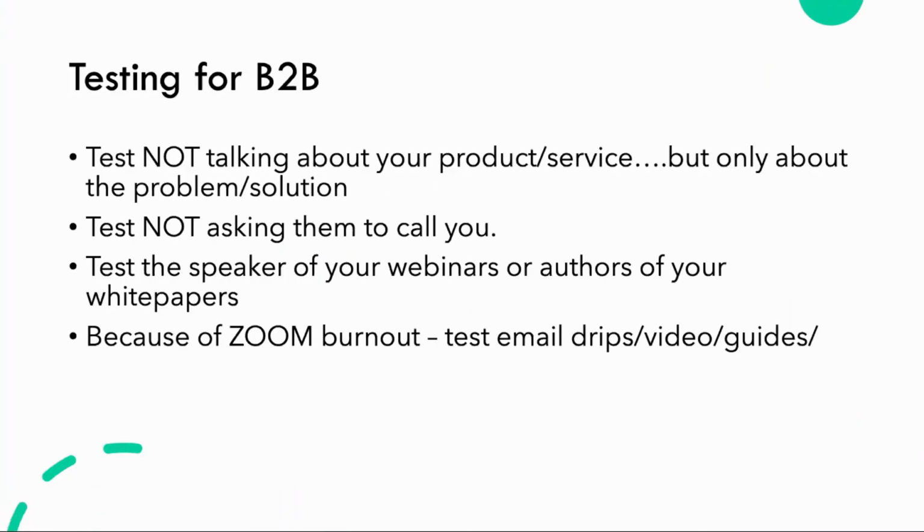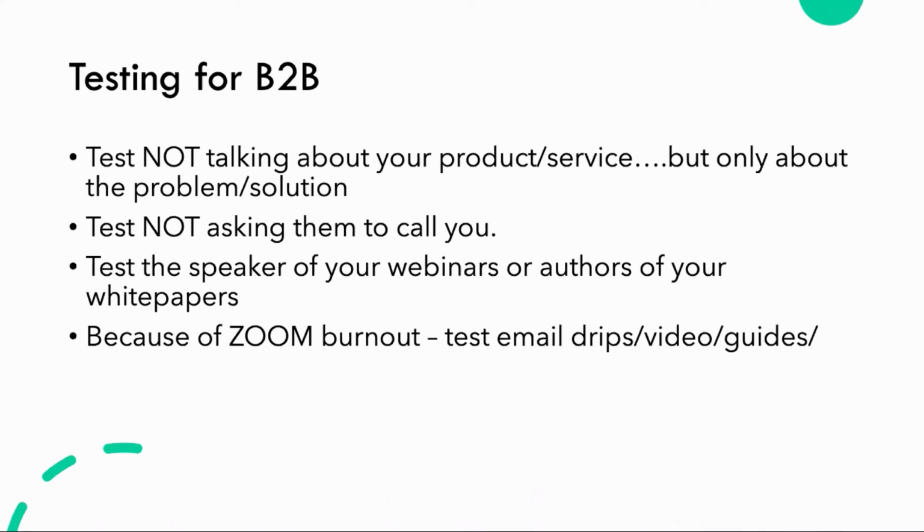There's a lot of things that you can do to test in business to business on your landing page. The most common and most important things to test are to test your benefits and your offer, as well as your call to action. But there are also a lot of other things that you can test. If you're doing a lot of webinars, you may want to test an email drip campaign, a video, an e-guide, because there seems to be a lot of Zoom burnout lately. So there might be some other things you can do there.